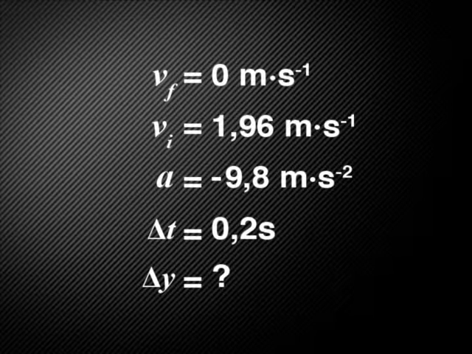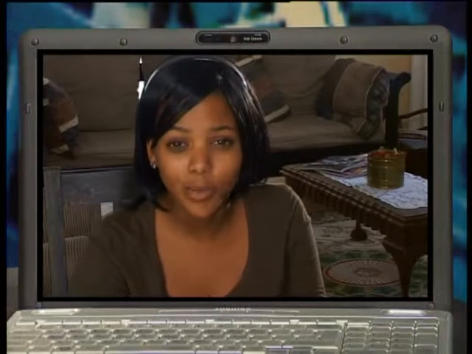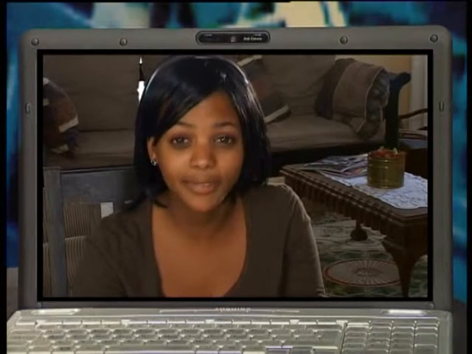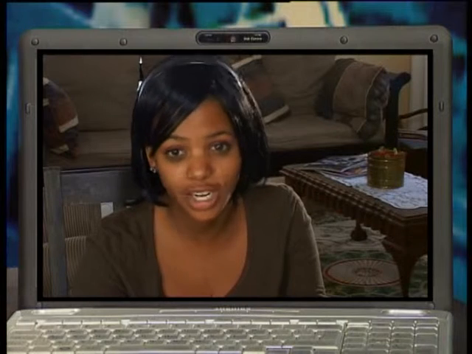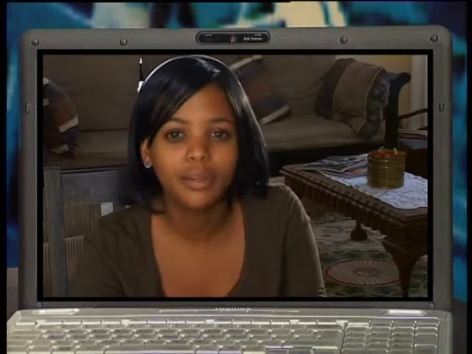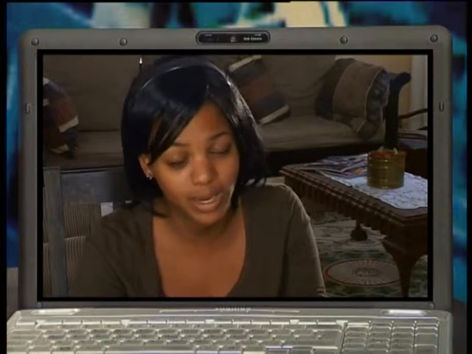There are 2 possible equations we could use to solve this problem. Which one do you think we can use, Nombulelo? There's one in our formula sheet that uses final velocity squared to get change in displacement. Or maybe we should use this change in time squared.